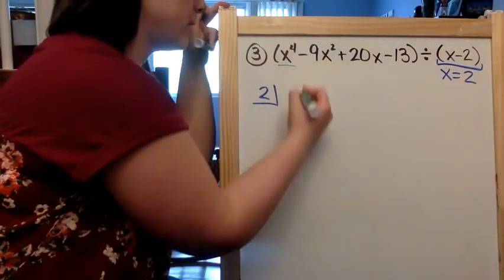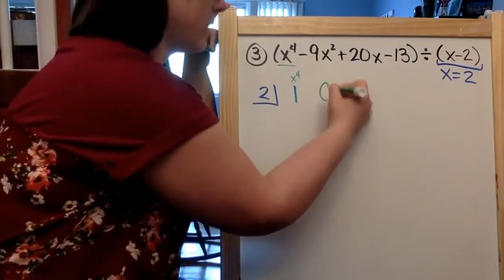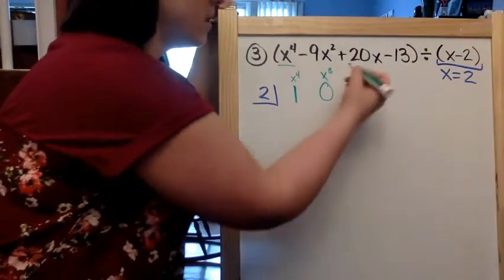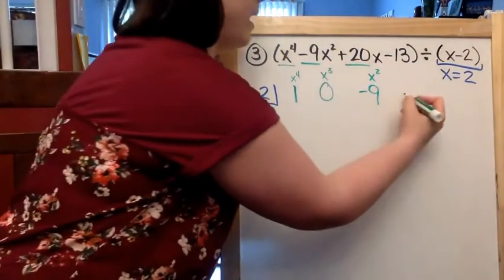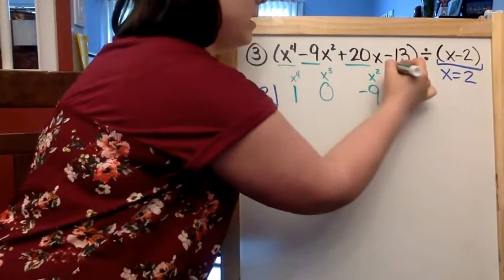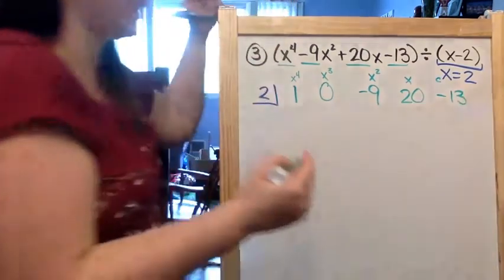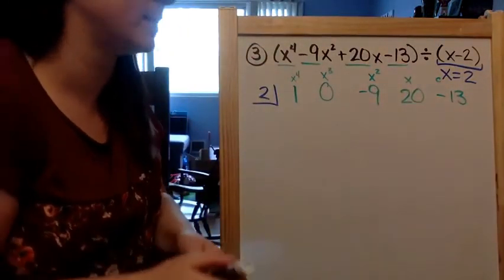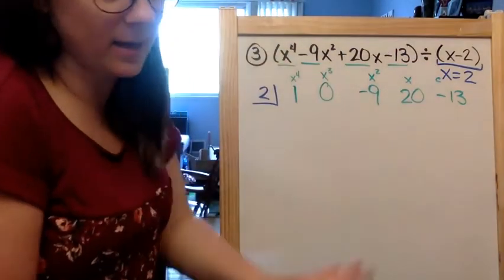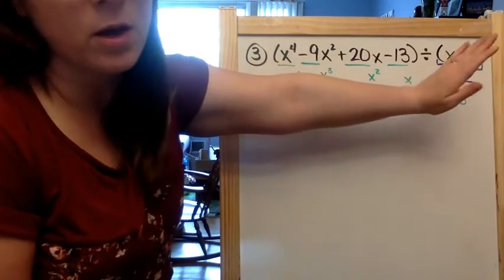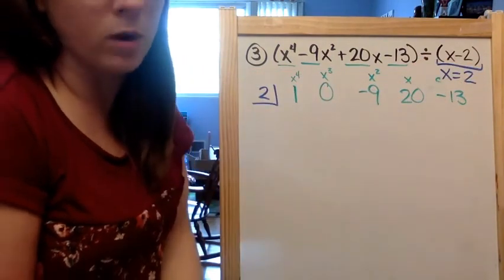In this case, my x to the 4th has a coefficient of 1. I don't have an x to the 3rd, so I need that 0 for x to the 3rd. My x squared then is that -9. X is 20, and my constant is -13. So technically we could use synthetic division to do any length of polynomial as my dividend, again, as long as we have a linear binomial with a leading coefficient of 1 for our divisor.